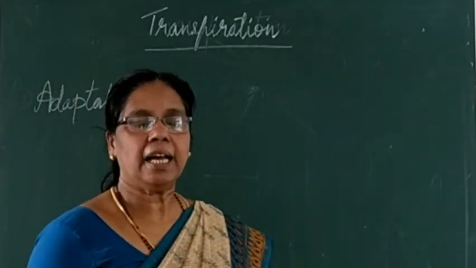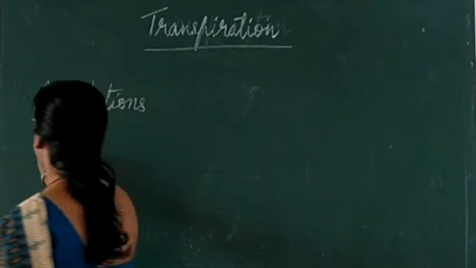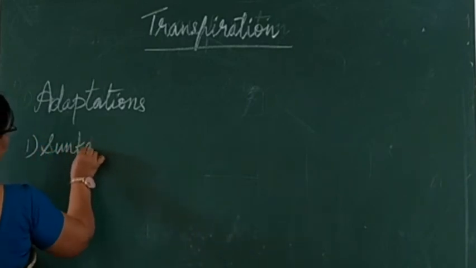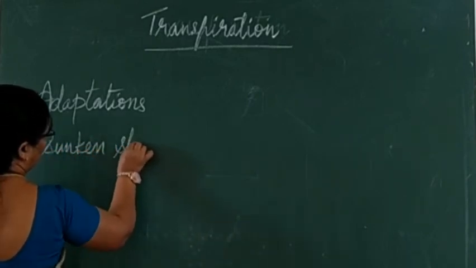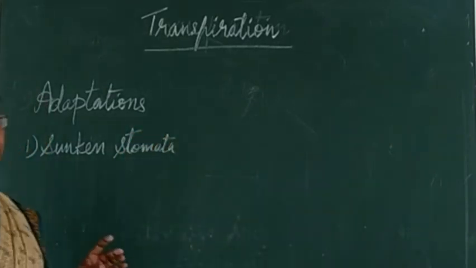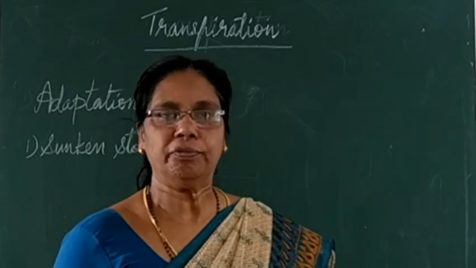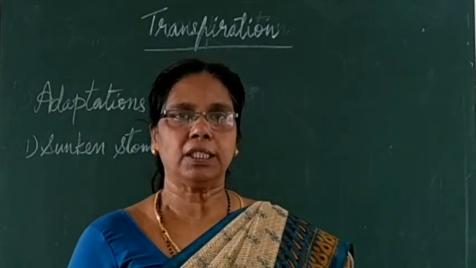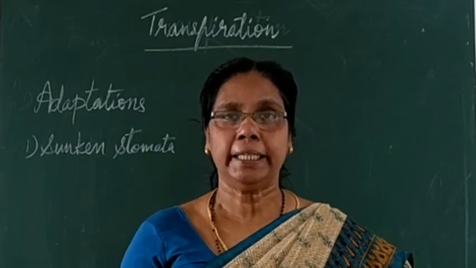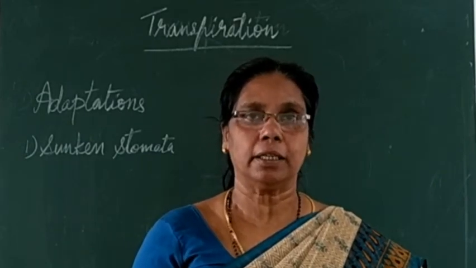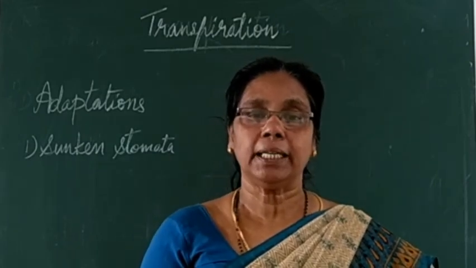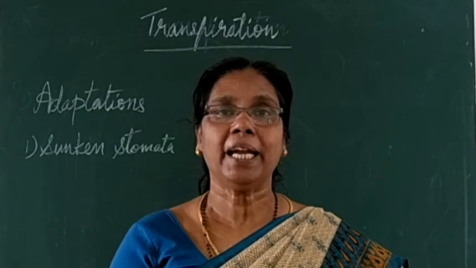First one, plants have sunken stomata. Usually you have seen the structure of the stomata. It is present on the lower surface of the leaf. Outside of this, two kidney shaped or bean shaped cells are there, which are called guard cells. In the case of sunken stomata, it is covered by hairs.